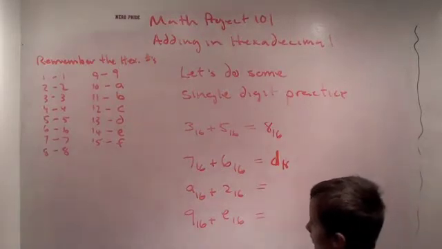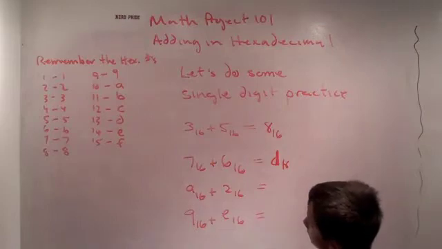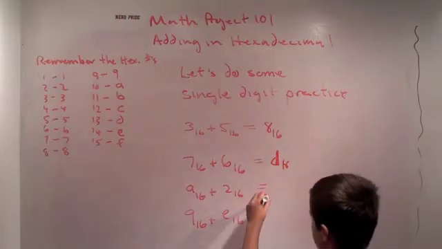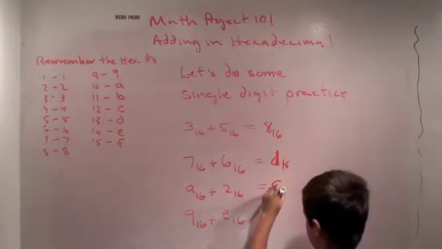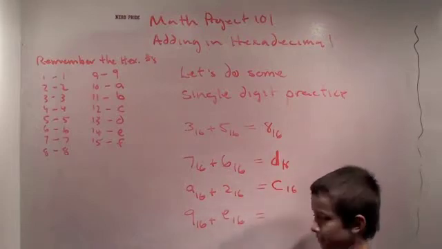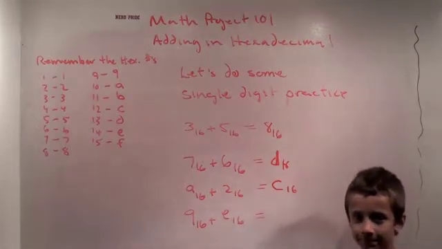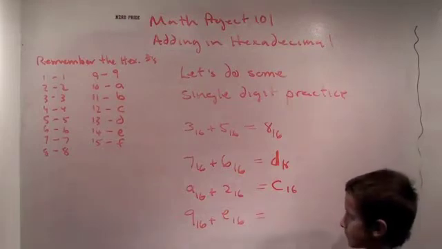Alright, what does A plus 2 equal? C. A plus 2 equals C. How does that make any sense?